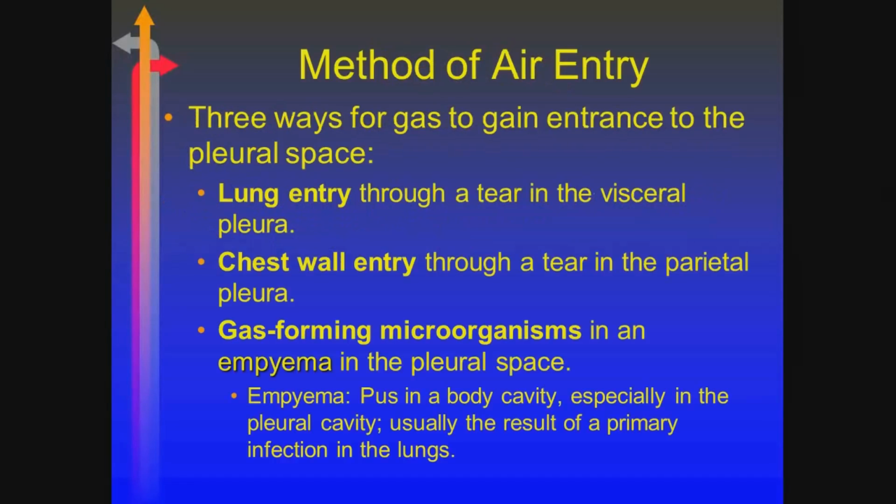There are three ways for gas to enter. Two of them are pretty obvious. One, you can get a tear in the visceral pleura from the inside into the pleural space. You can get one from the outside through into the pleural space, so a puncture wound. And the last one is that you can get an empyema, which is a collection of pus within the pleural space, that pus basically producing a gas as part of its metabolic activity, and you end up having gas collection in the pleural space. It's some really bizarre anaerobic infections that would lead to that kind of concept.